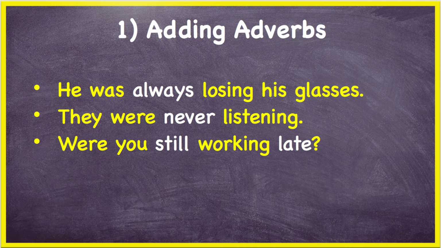So for example, he was always losing his glasses. So here we put the adverb before the present participle, right? The same with they were never listening. And the same with were you still working late? And here, late is also an adverb, right? So you can put the adverb after the verb in some cases as well. You can even put the adverb at the beginning of the sentence in some cases. It depends on what kind of adverb it is and why you're using it. But especially for adverbs of frequency, we would usually place them just before the present participle.